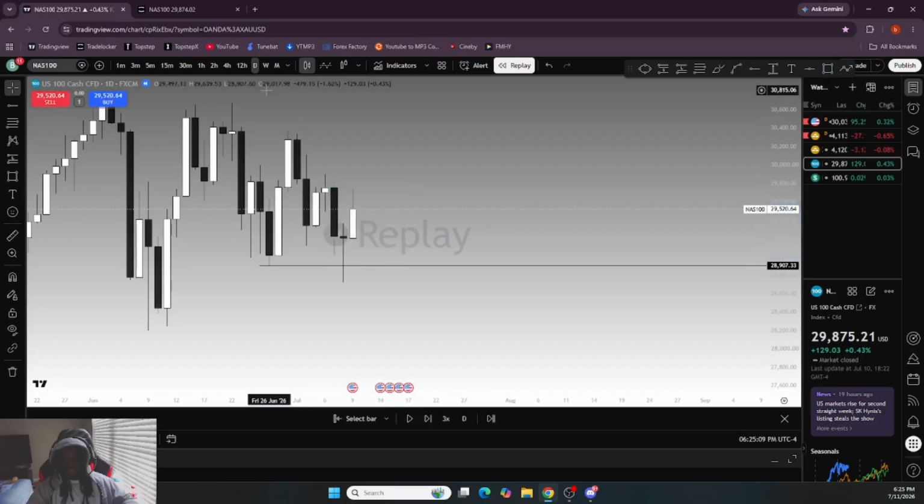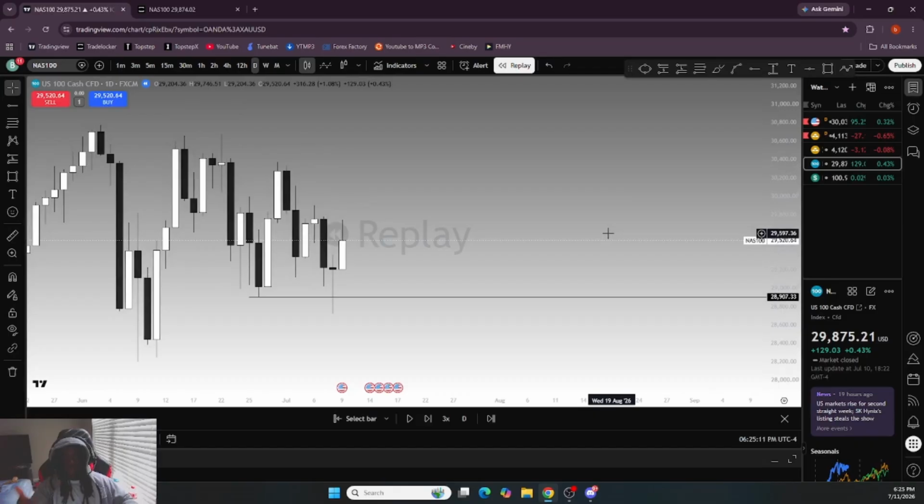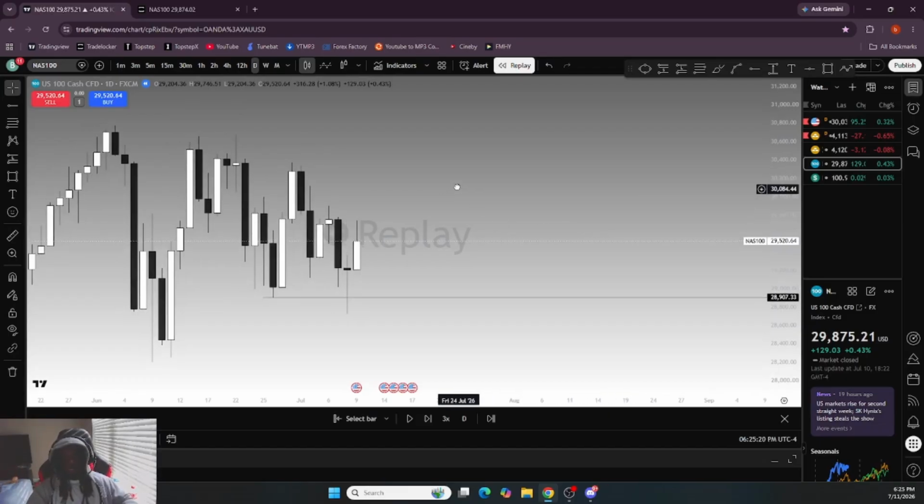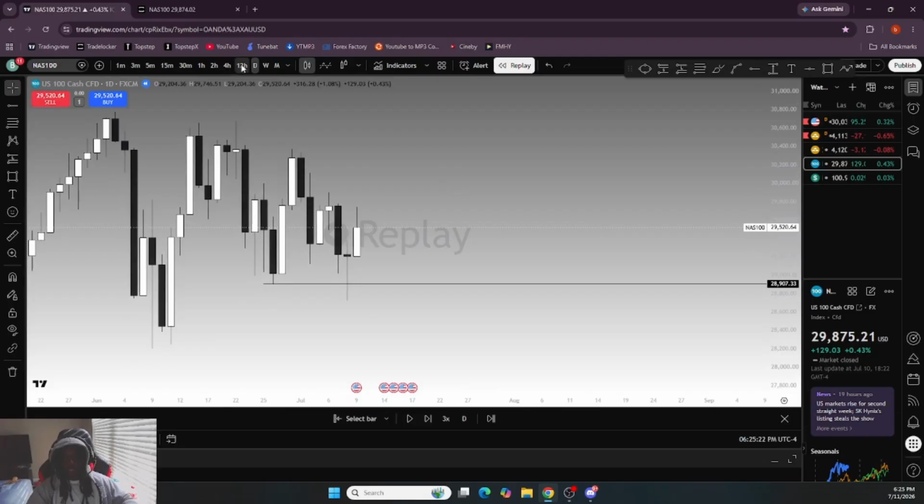I use a couple things inside my trading. I use support and resistance. I use fair value gaps. I use liquidity, and I use CRT, based on how the candle closed. I'll tell y'all about that too.